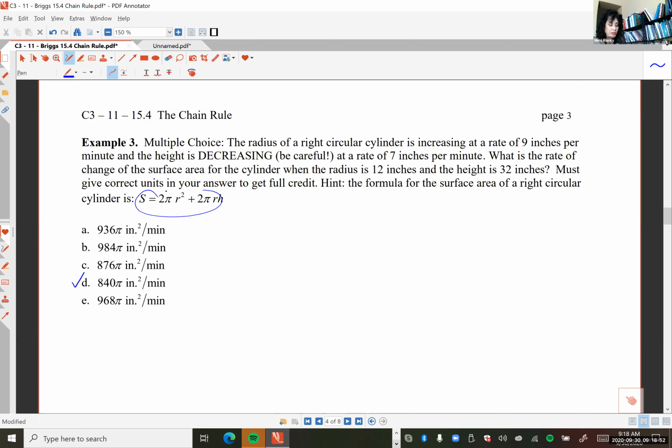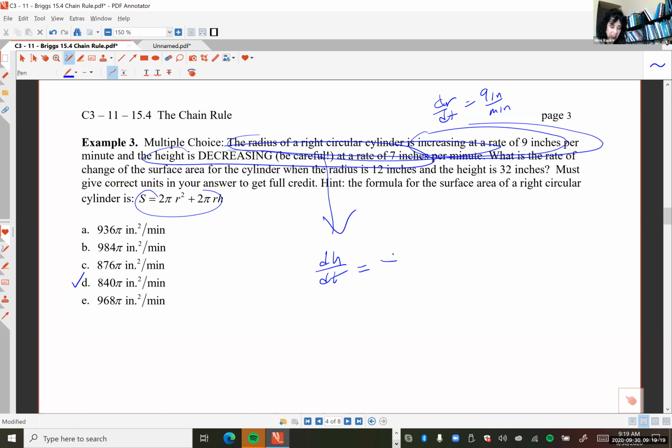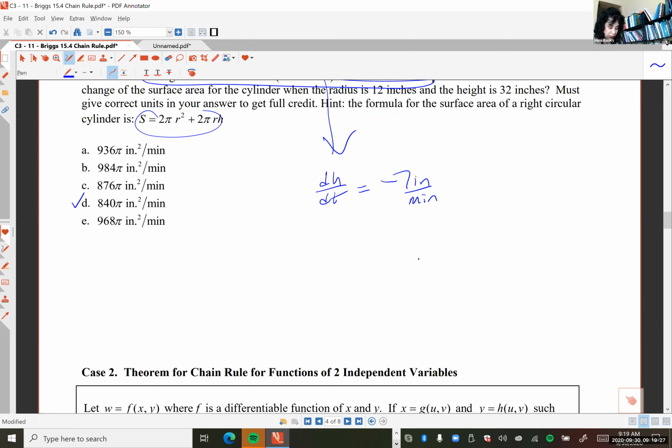And they're giving you the surface area for a right circular cylinder. The trick for this one is that a lot of students bomb this problem because they're not paying attention. They're telling you that the radius is increasing at a rate of 9 inches per minute, so this is going to be a positive number. Then they're telling you the height is decreasing at a rate of 7 inches per minute, so dh/dt is negative. And if you blow this, then the whole problem goes down the toilet because you screwed that up. Okay? So that's a little tip for that problem.